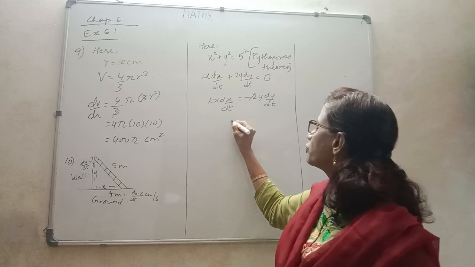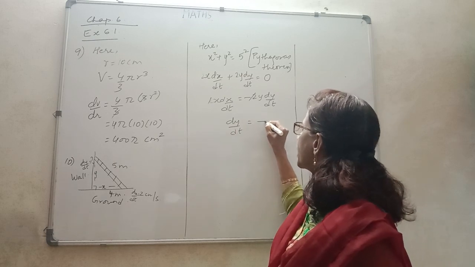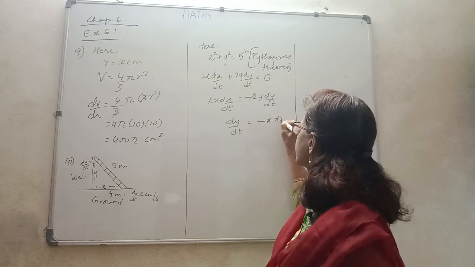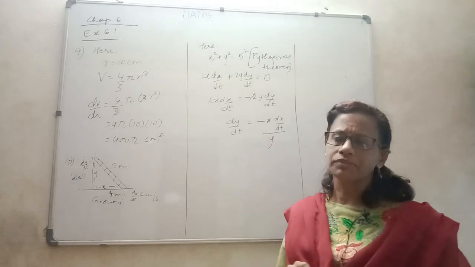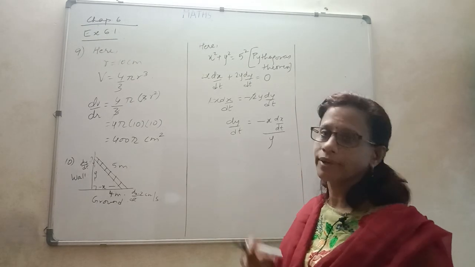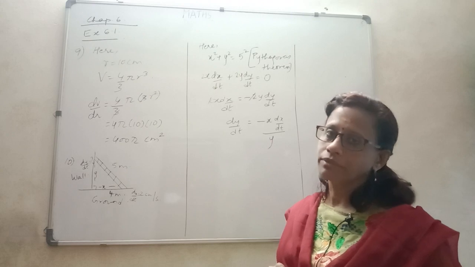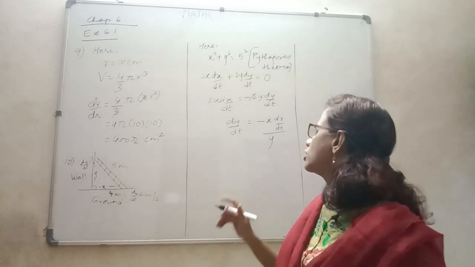We know that we have to find dy by dt. So dy by dt is minus x dx by dt divided by y. So that's simple. Now you can find dy by dt. But the problem is, you know x, you don't know y. So we have to find y. We can find y easily by Pythagoras theorem because we are already in a right triangle.